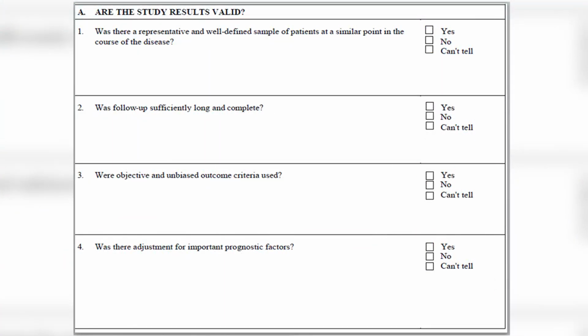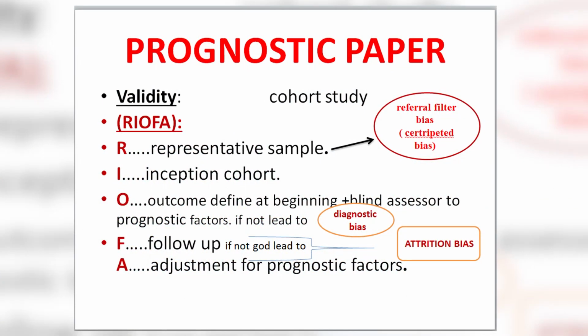Validity. These are the validity questions for a prognostic paper available in the worksheet. Was there a representative, well-defined sample of patients at a similar point in the course of the disease? Was follow-up sufficient, long and complete? Were objective and unbiased outcome criteria used? Was there adjustment for important prognostic factors? I will simplify this validity for the prognostic paper.